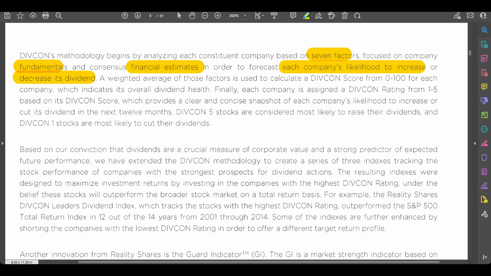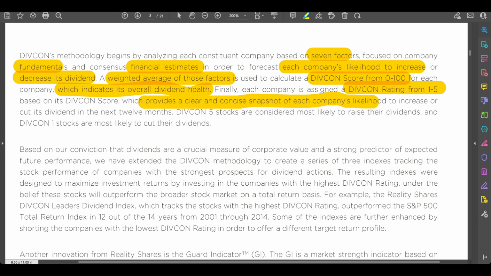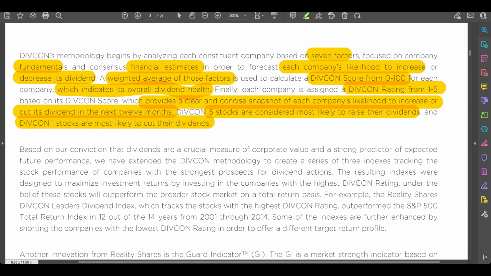A weighted average of these factors is used to calculate a DIVCON score from 0 to 100, which indicates its overall dividend health. And then each company is assigned a DIVCON rating from 1 to 5, which provides a clear and concise snapshot of each company's likelihood to increase or cut its dividend in the next 12 months. DIVCON rating 5 stocks are considered most likely to raise their dividends, and the DIVCON 1 stocks are most likely to cut their dividends. So basically, DIVCON is nothing but dividend confidence. So how confident can we be on a company that it will surely raise its dividends in the next 12 months or not?